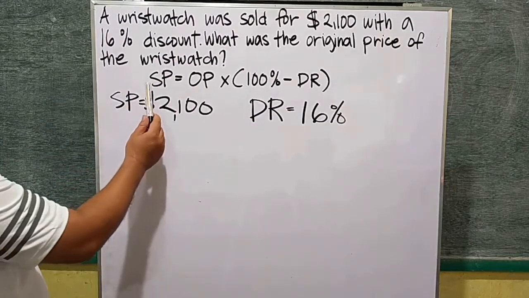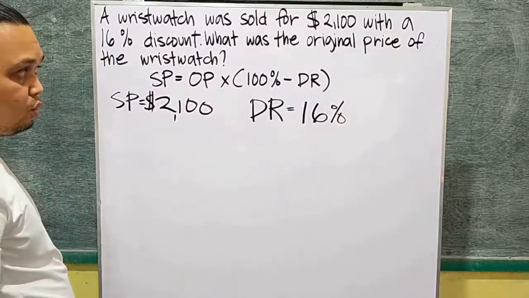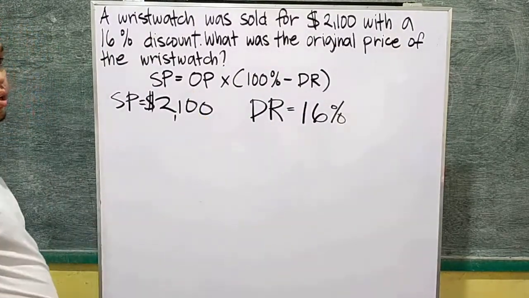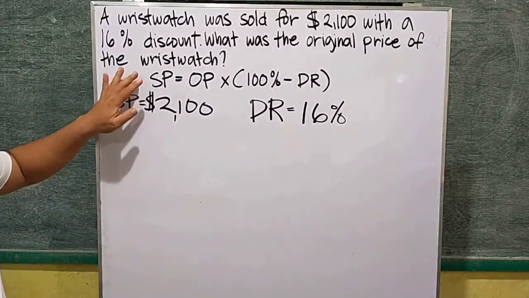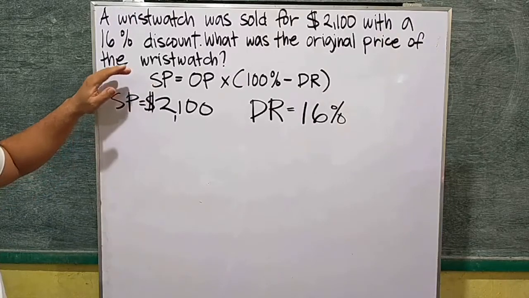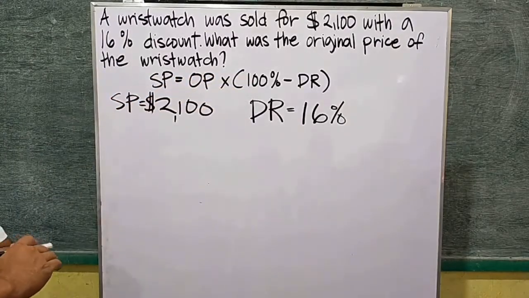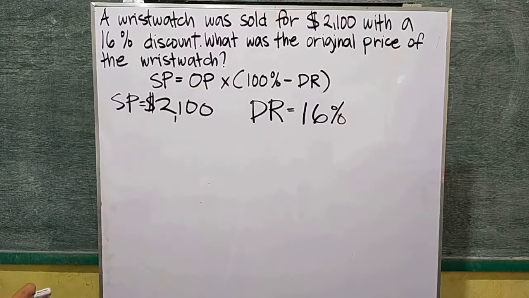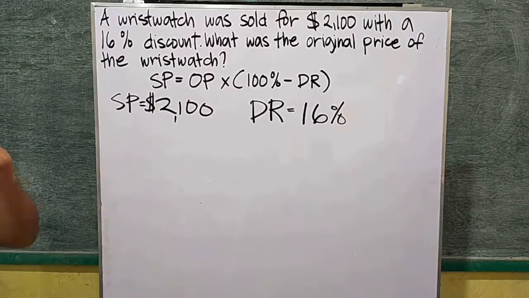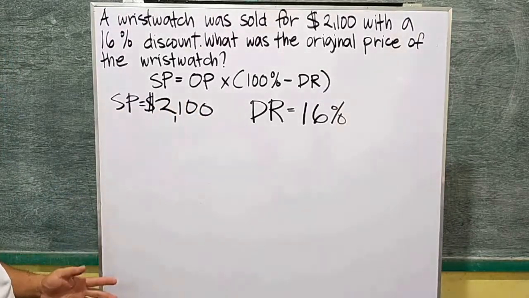Because SP and DR are given, and we are looking for the original price. That's why we need to use this formula, because from this formula you can use all the given. So all we need to do is just substitute the given based on the formula. So let's try.